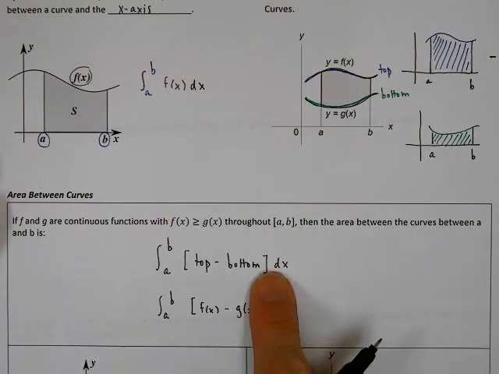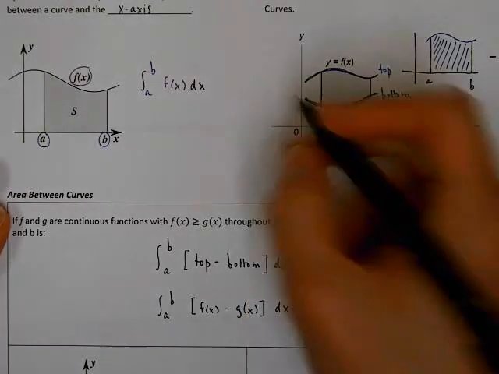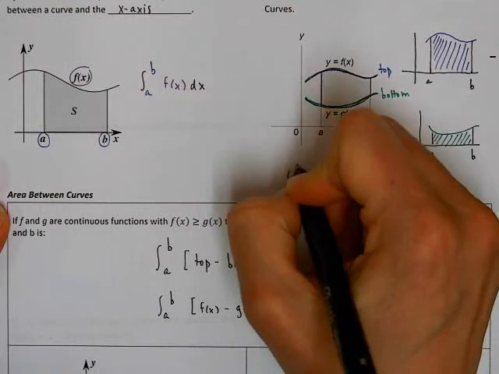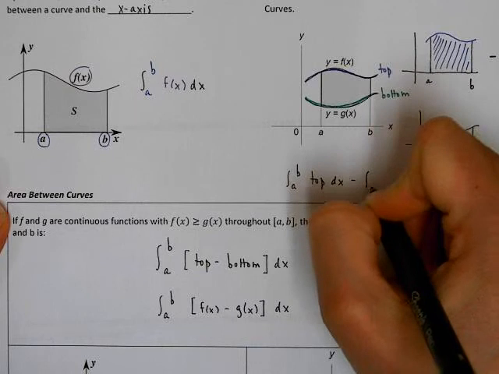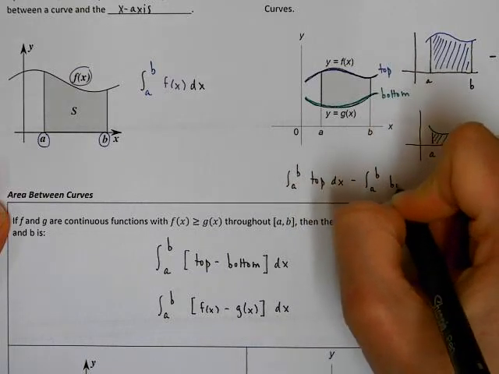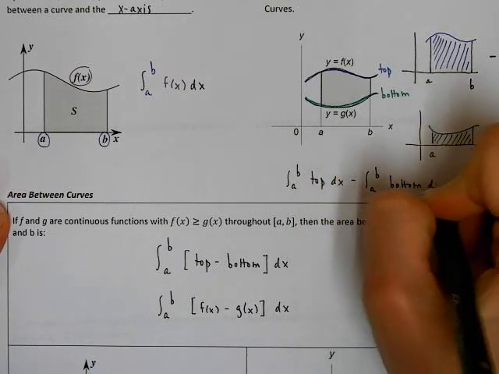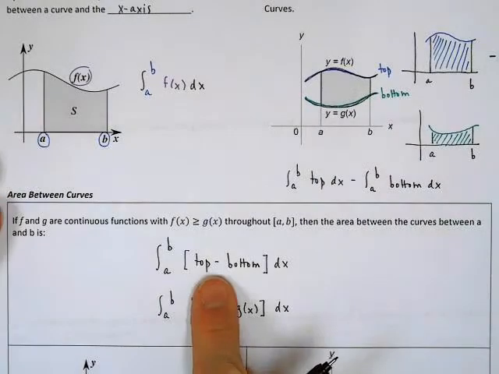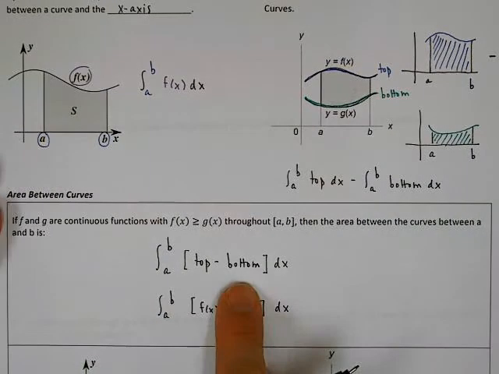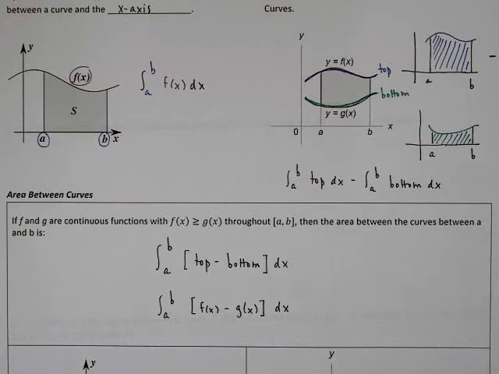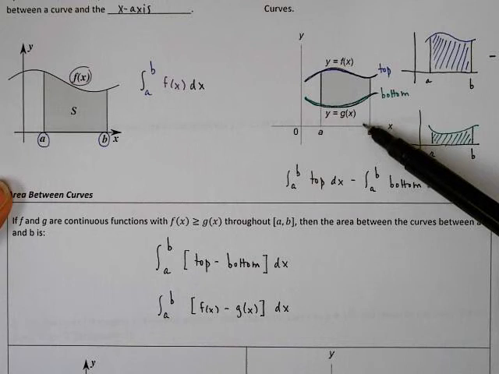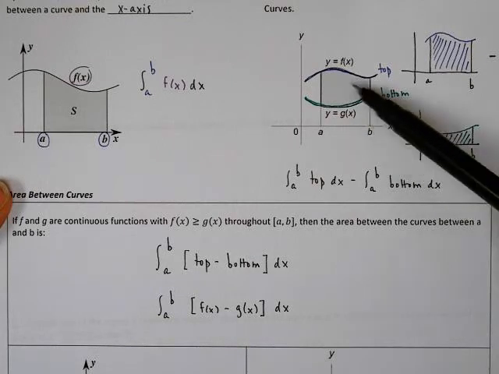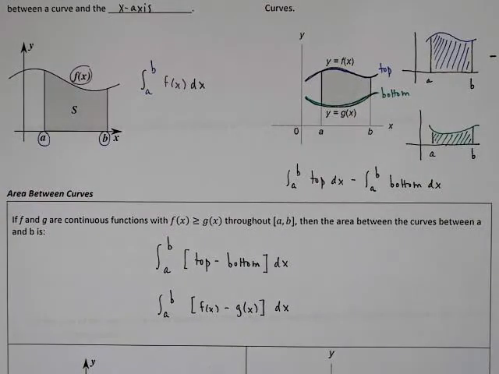Now, I should take a step back. Really what's happening is we're taking the integral from a to b of our top function minus the integral from a to b of our bottom function. But then we can use our rules of integration to write it as a single integral. So that's the big idea. We're taking the area between the top curve and the x-axis, and we're subtracting out the area between the bottom curve and the x-axis, so we're left with just what's in the middle.